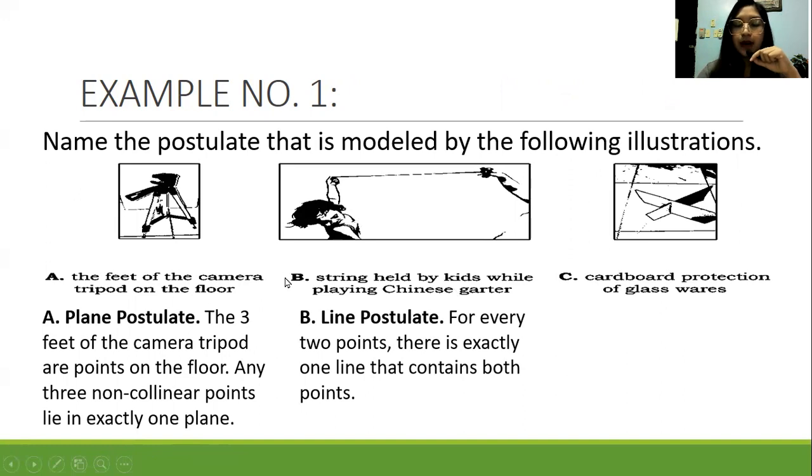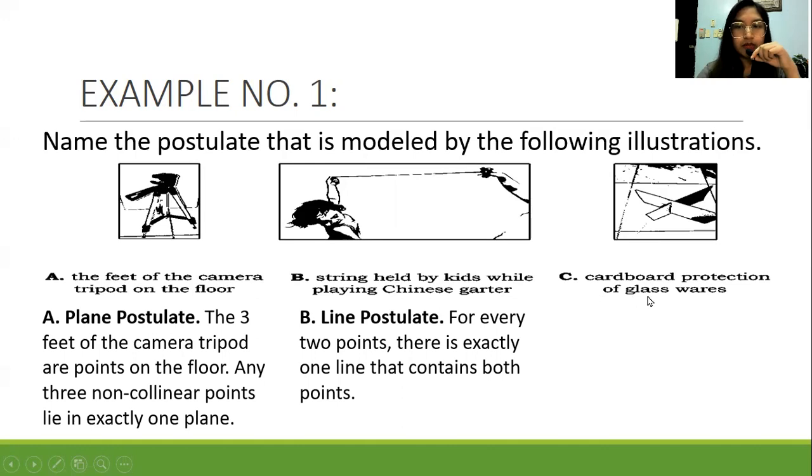So let's have letter B. String held by kids while playing Chinese garter. No, ito po ay line postulate. For every 2 points, there is exactly one line that contains both points. So yung unang point is yung nasa unang kamay ng isang bata at yung pangalawang point ay nandoon sa isang kamay ng isang bata ulit. So kapag pinag-connect, we have lines. Okay? Exactly one line that contains both points. So yung dalawang point ay collinear points.